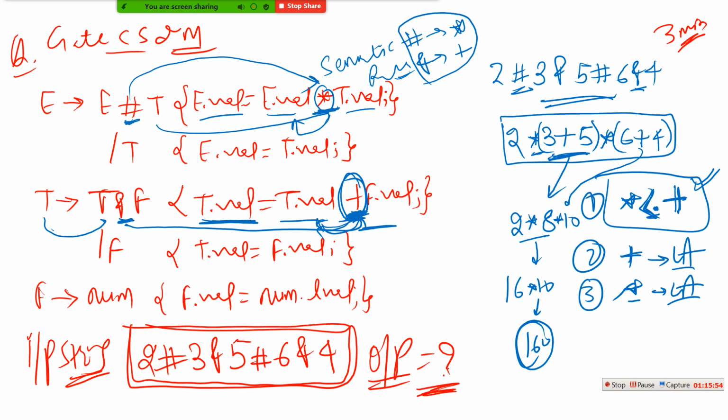We didn't make any semantic tree; we just answered it using the operator precedence table, the associativity of the operators, and simple concepts of SDT. So 160 would be the output of this problem. This is a get-2-marks problem.